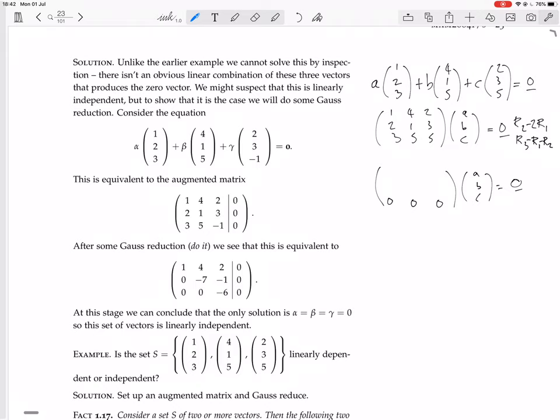So we're going to have a free variable. So one of these things, A, B, or C, can be chosen to be non-zero. And so then that vector can be written as a linear combination of the other vectors, because you can take it to the other side and divide through by its coefficient, times minus one. Okay? So it's perfectly fine. Leave it there. We've got that row of zeros, so we know it's dependent. That's all you need to do.